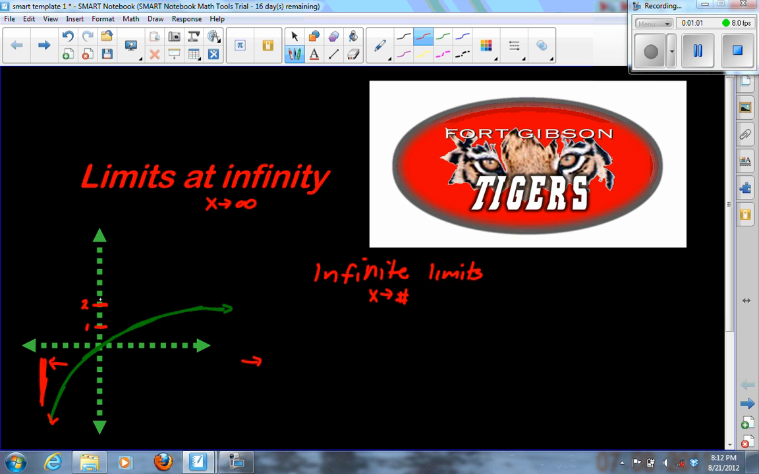So this would be a limit at infinity, or some people like to call these horizontal asymptotes. So horizontal asymptotes, you know, like you can see there could be a horizontal asymptote right here. Sometimes population growth will level off or things like that. That's what a limit at infinity is all about.